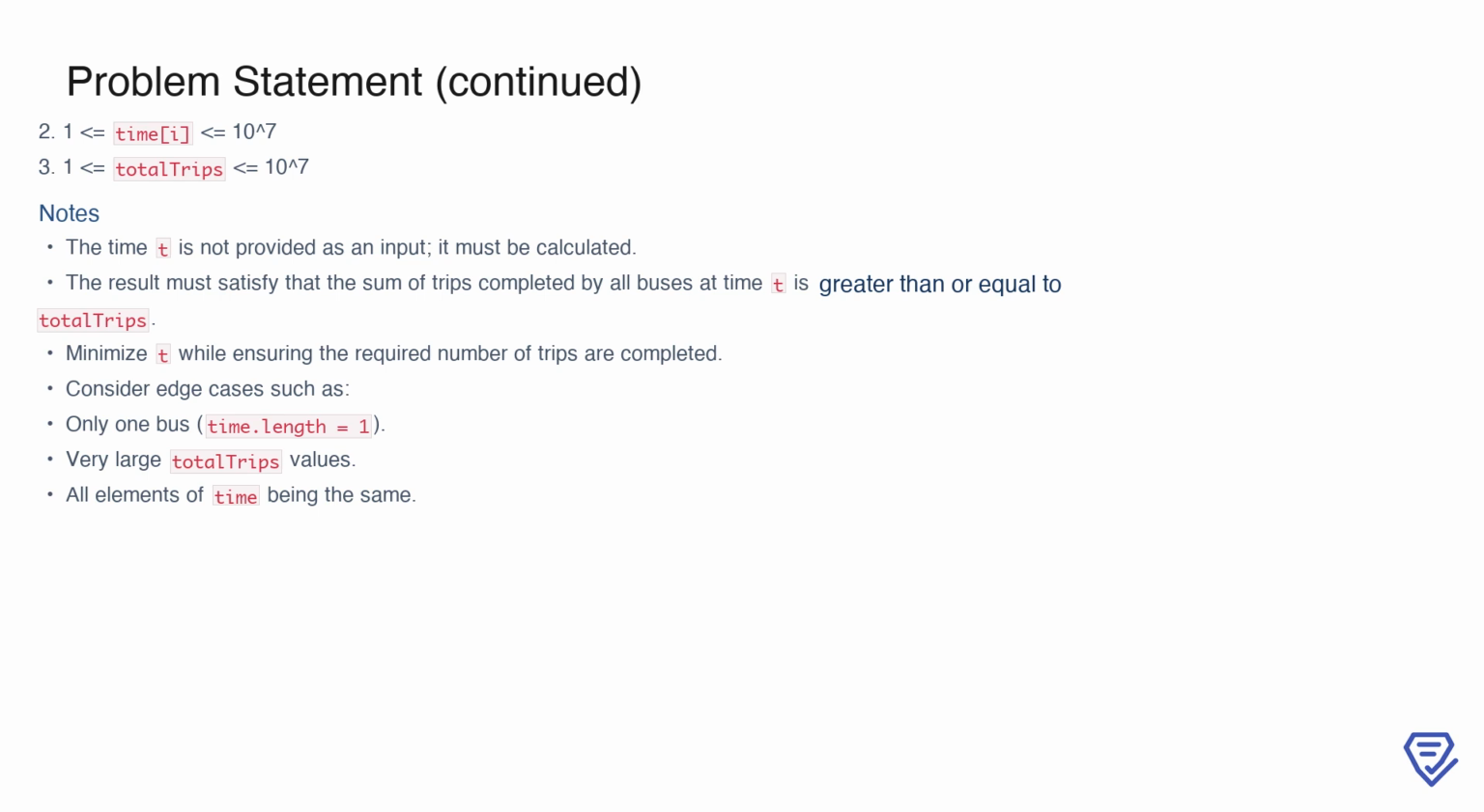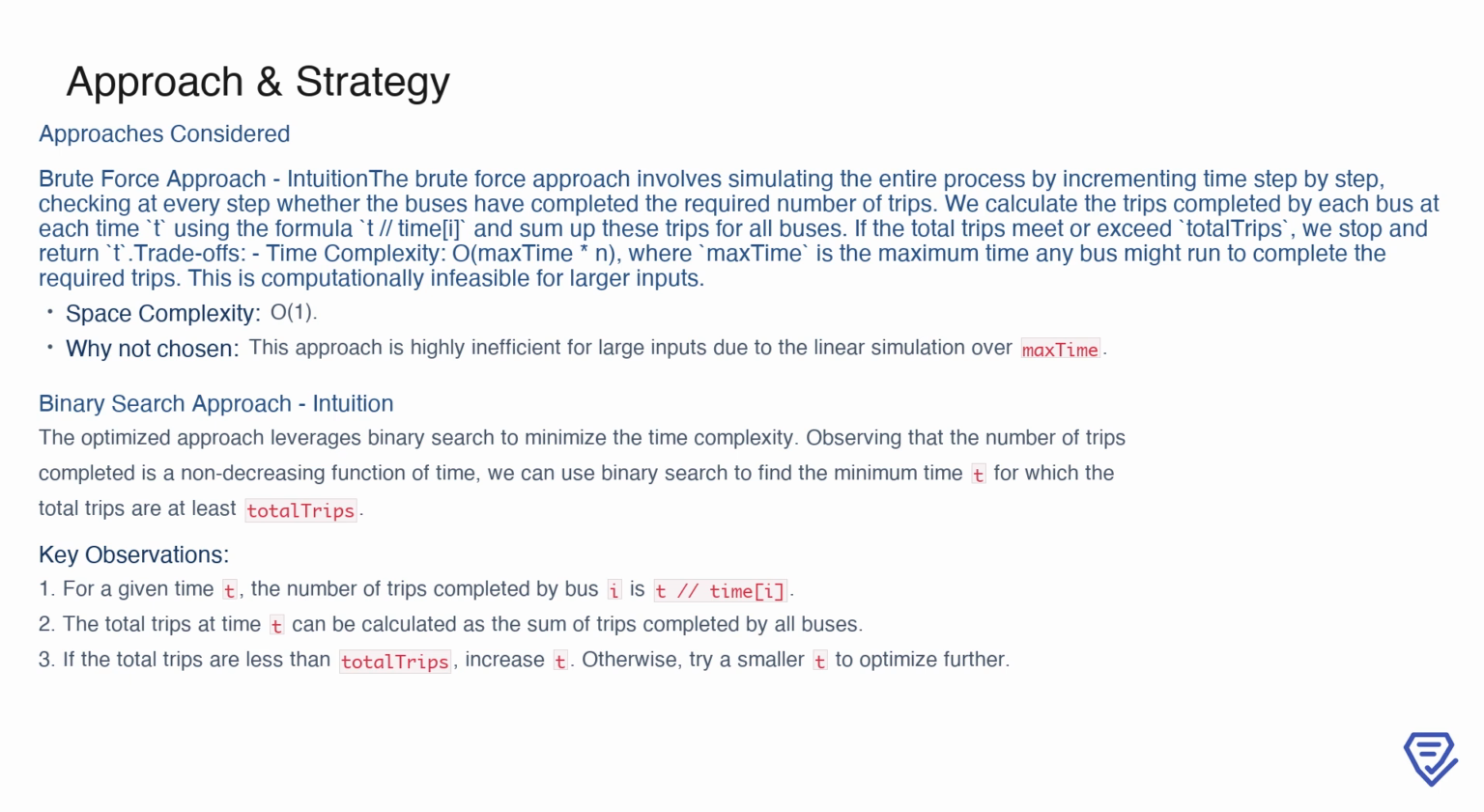Special cases to consider include scenarios with only one bus, very large values of total trips, or cases where all buses have identical trip times. These edge cases highlight the importance of an efficient solution, as the constraints make brute force approaches infeasible for larger inputs. To start, let's consider a brute force approach to solve the problem.